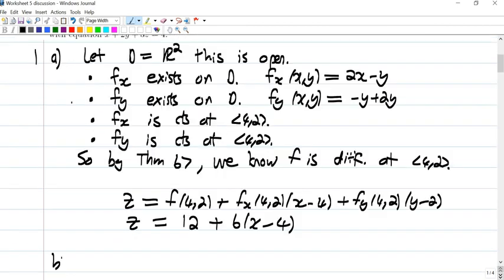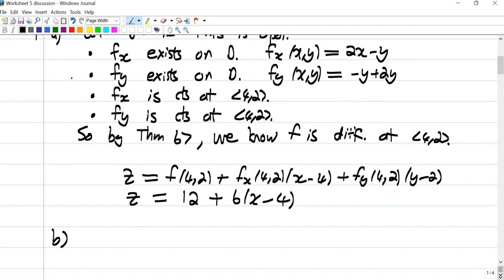Alrighty, let's move on to B. Now B is asking for all points on the surface where, at that point, if we draw a tangent plane, it's perpendicular to another plane. So we are dealing with two planes in this question. So we know that two planes are perpendicular if and only if the dot product of the normals is 0. So we need the normals of each plane.